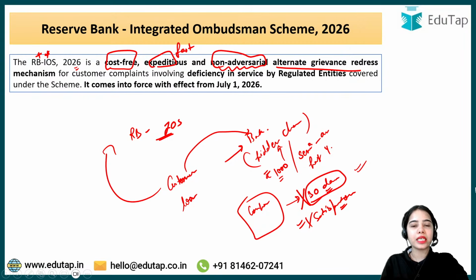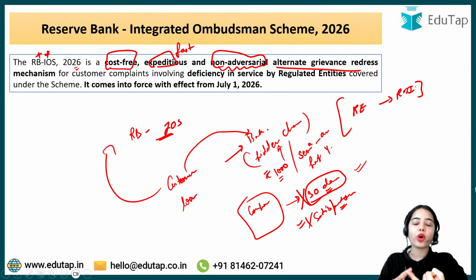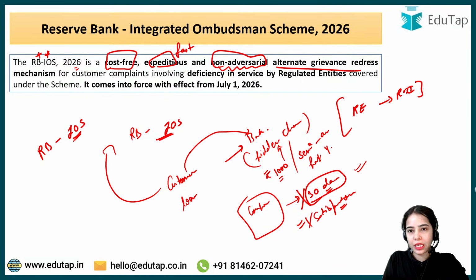So in the case where you are not getting the reply from the regulated entity of the RBI within 30 days, or you are not satisfied with the reply, then you can go to the Reserve Bank Integrated Ombudsman Scheme. You can go to the Ombudsman of the RBI.